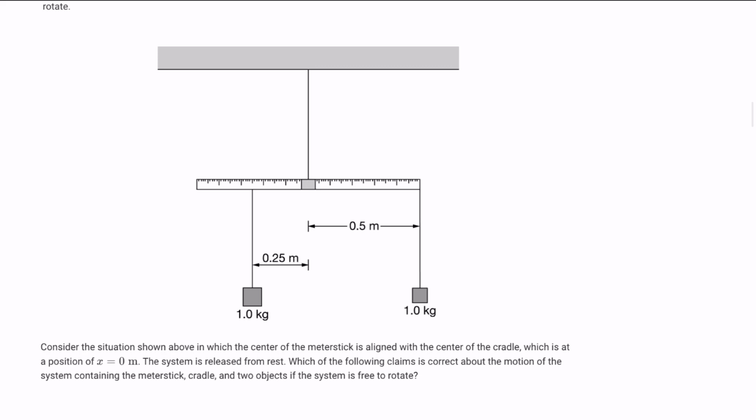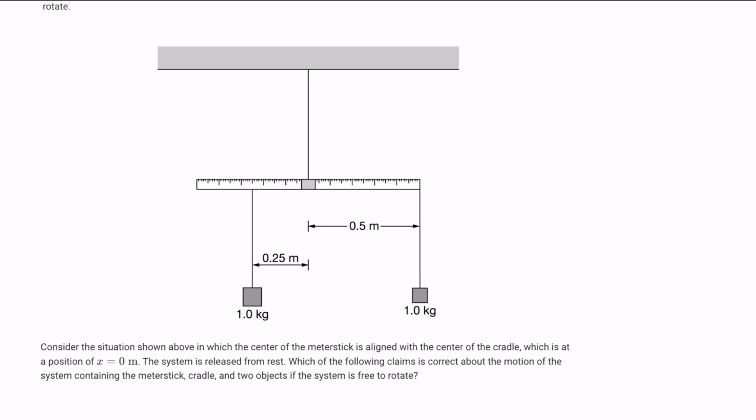It says, consider the situation shown above in which the center of the meter stick is aligned with the center of the cradle, which is at position x equals 0. The system is released from rest. Which of the following claims is correct about the motion of the system containing the meter stick, cradle, and two objects if the system is free to rotate?